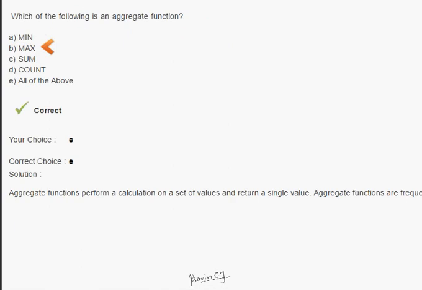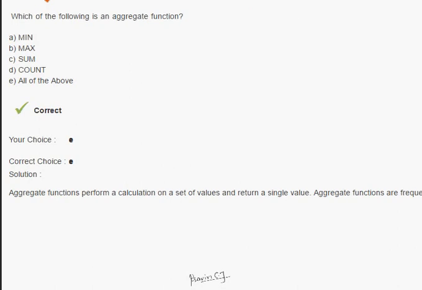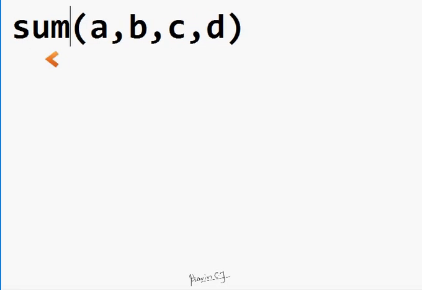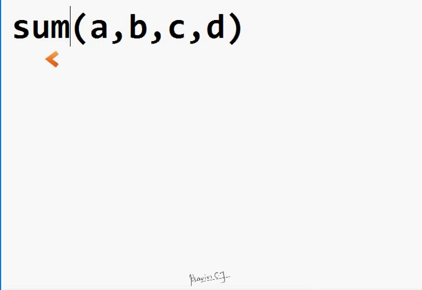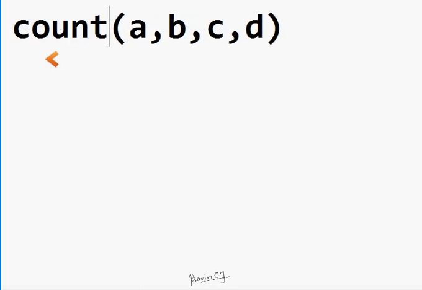Sum of a, b, c, d will give you a single value. Yes, it is. Count is also in the same way. Count will give you all the values available which are not null. What I said, count will return all those values which are not null.